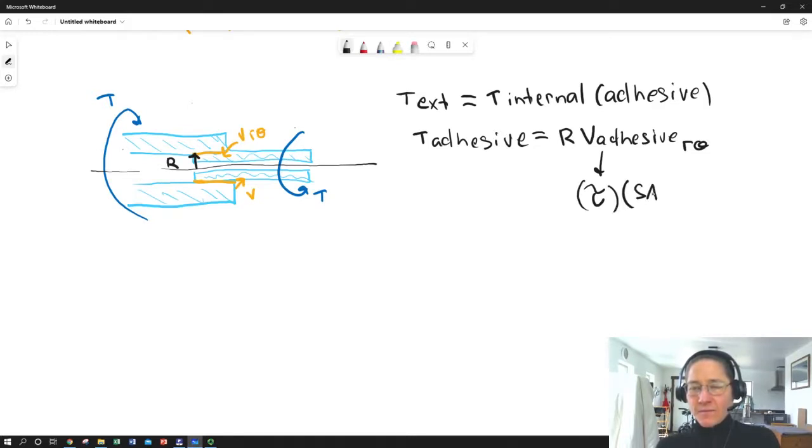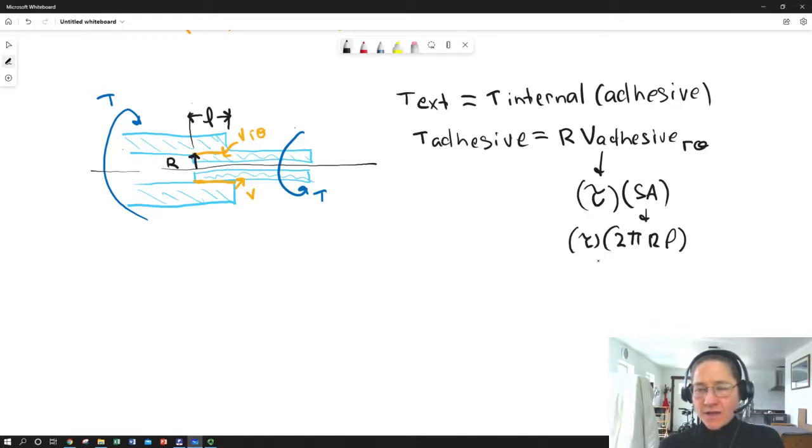the surface area. And we may have a different shear stress, but we have the same surface area that we had before, assuming we have the same bond length and the same R here. So the surface area is going to just be 2 pi big R, and I'm just going to write this in terms of some variables here. I'm going to call the length of the adhesive bond L, lowercase l. So we have 2 pi R L for the surface area times tau.